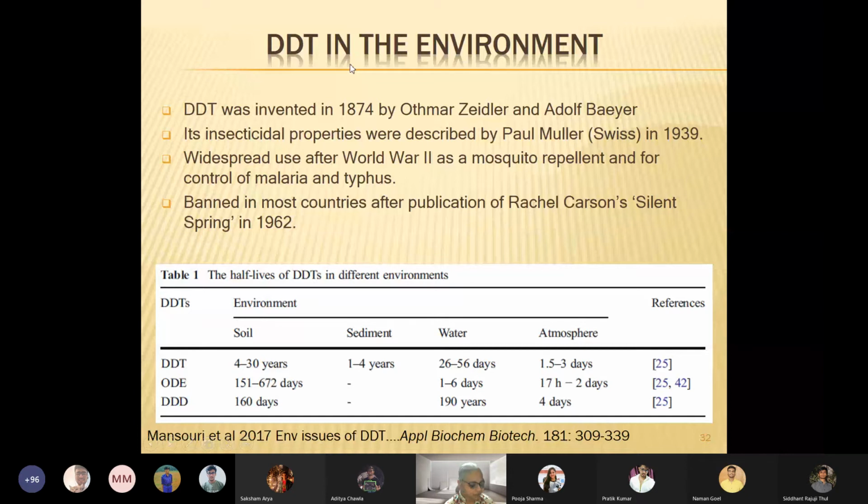So DDT is what I'm using as an example over here. DDT was invented in 1874. Its insecticidal properties were discovered much later in 1939. It was considered the magic wand, literally, in World War II, because it worked against two major diseases. So soldiers who were out in the jungles were suffering from malaria and typhus, and DDT was a good mosquito repellent, and this was literally considered a sort of magic bullet in a sense.